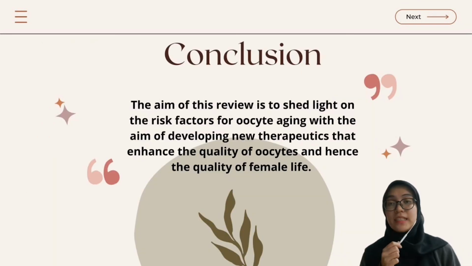In conclusion, aging, diet, diseases associated with oocyte aging, and environmental pollutants can affect oocyte aging. The aim of this review is to shed light on the risk factors for oocyte aging with the aim of developing new therapeutics that enhance the quality of oocytes and hence the quality of female life. For the sake of maintaining oocyte quality, a healthy lifestyle is crucial.